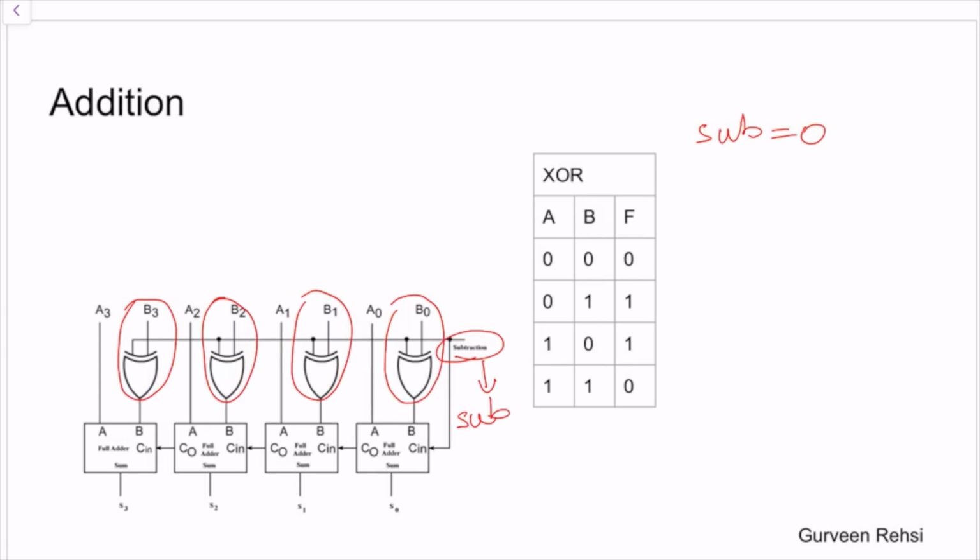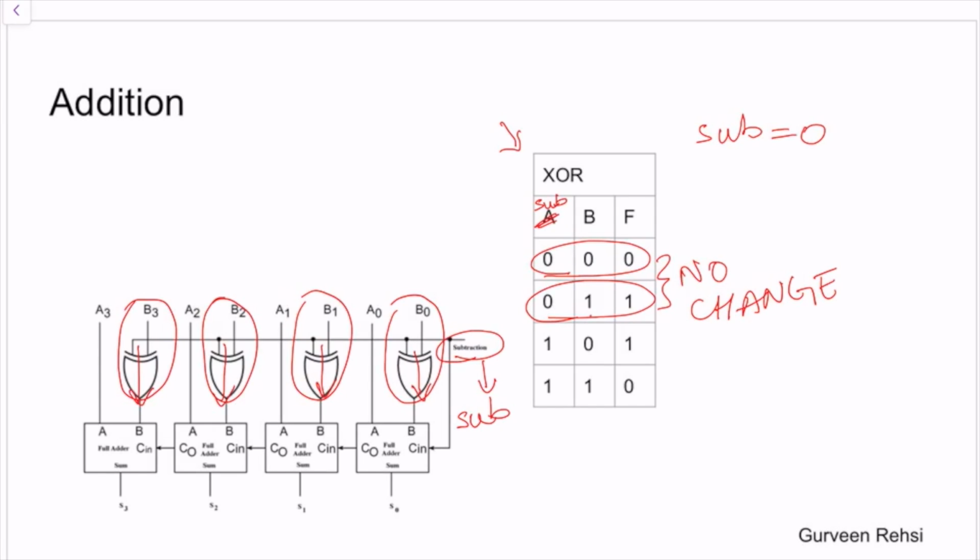And going through the XOR truth table, in place of A, I would say sub, and B is as it is, and F is what results out of the XOR gates. So when sub is equal to 0, considering B is 0, the output is 0. And when B is 1, the output is 1. So this tells us that there is no change, which means that for the addition process, when sub is 0, the inputs of B are passed through as they are, and the adder subtractor performs the addition operation.